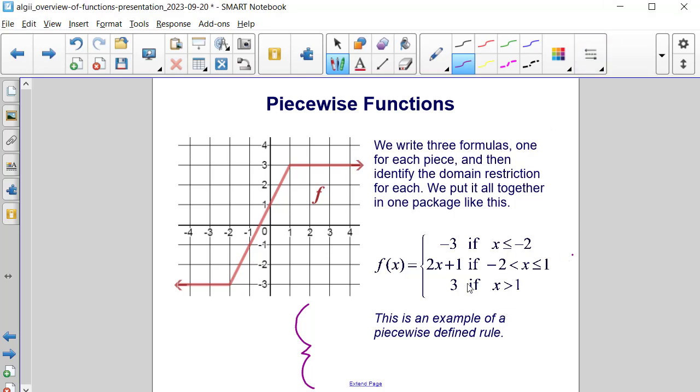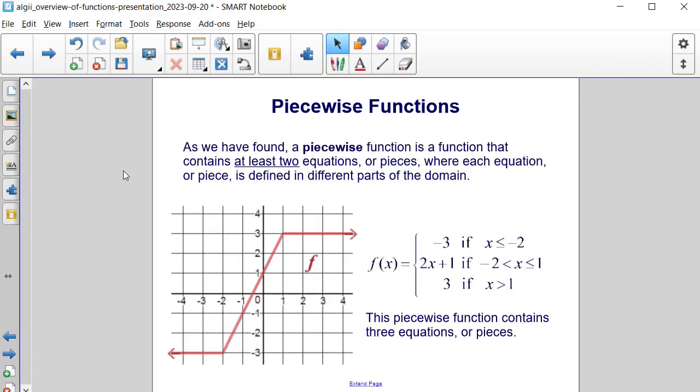When writing piecewise functions, you could use the word if in between the function values and the conditions. You could also use the word for instead of if, and sometimes commas are also used for this reason. As we have found, a piecewise function is a function that contains at least two equations or pieces, where each equation or piece is defined in different parts of the domain. In our example, we have a piecewise function that contains 3 equations or pieces.